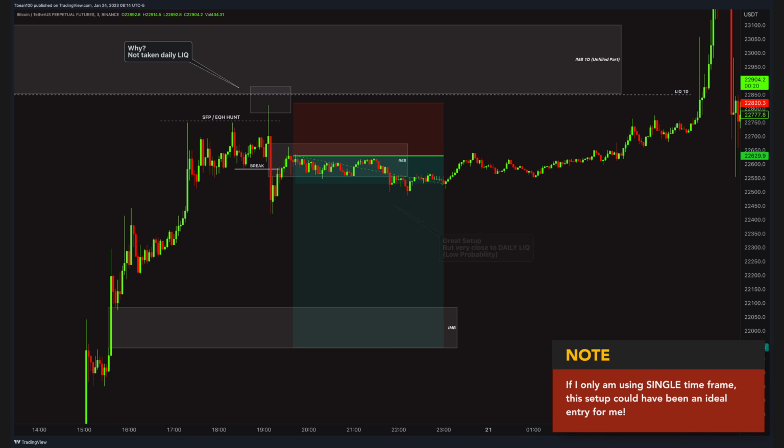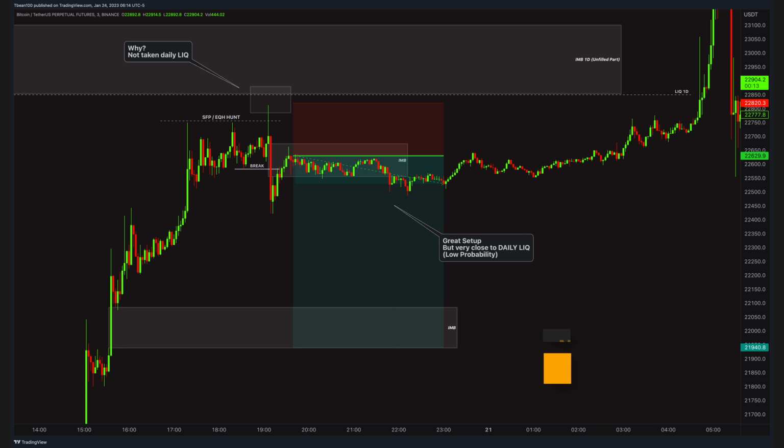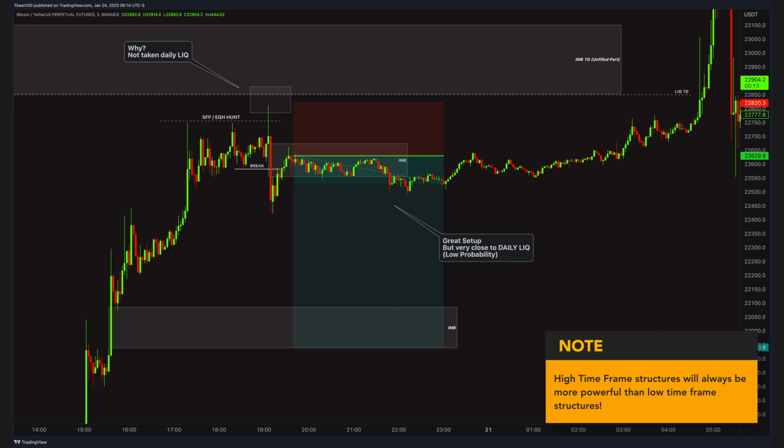If I did not know anything about higher time frames, I could have taken this trade. But I know it very well. Higher time frames are bigger than lower time frames. And the imbalance and untaken liquidity in high time frames are much more powerful than in the low time frames. I know this is a trap, a low probability trade that you must avoid. This is how you should identify low and high probability trades, how to decide which trades to take, which trades to avoid.